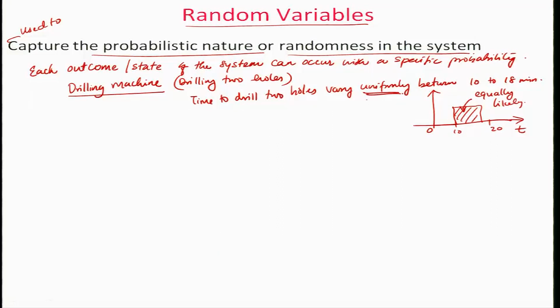If I say normally distributed instead of uniform, then it will be something like this. You will have the variation like this, and you will probably say this is between 10 and 18, however you want to draw it. So this will give you the bell shaped curve. This probabilistic nature, or what we call the probability associated with the behavior of the system, is typically captured with the help of random variables.